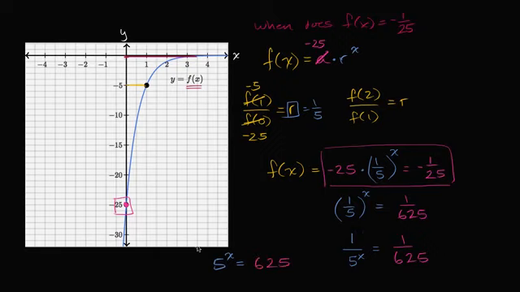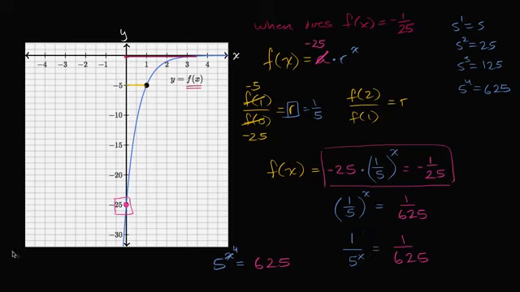Now, the best way I could think of doing this is let's just think about our powers of 5. So 5 to the first power is 5. 5 squared is 25. 5 to the third is 125. 5 to the fourth, we'll multiply that by 5, you're going to get 625. So x is going to be 4, because 5 to the fourth power is 625.